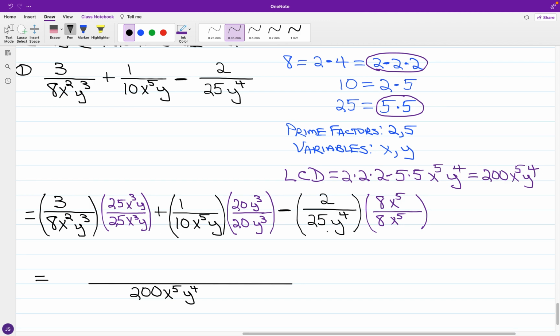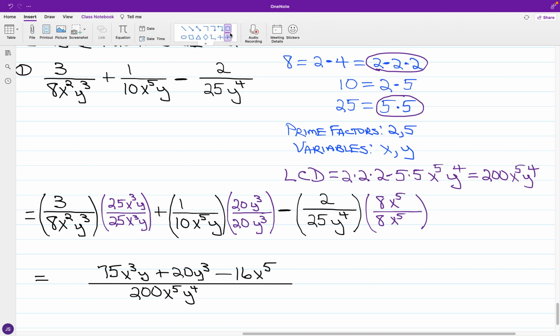And now looking at what we have among the numerators. So you got 3 times 25, so you have 75x cubed y. And the next term we have 20y cubed. And for the last, we'll have minus 16x to the 5th. And that'll be the final result in this case.